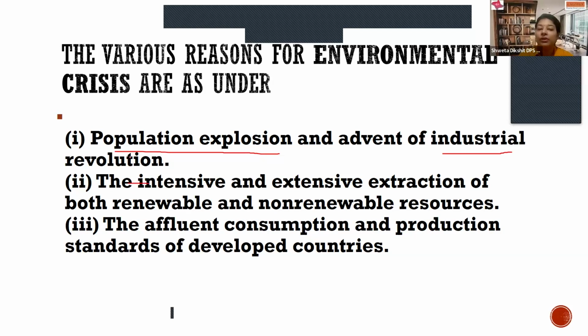Then we can also see that to fulfill the needs of these population and the industrial revolution or the industrial growth, we also take the help of intensive and extensive extraction. Extraction of what? Extraction of both renewable and non-renewable resources. Then we see that there is affluent consumption and production standard of developed countries. So to fulfill the consumption requirements along with the production requirements, we keep harming and damaging the environment.